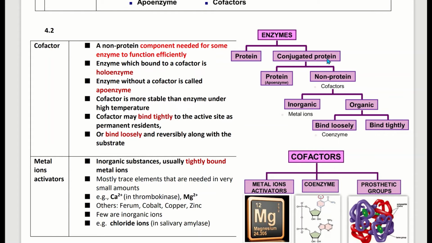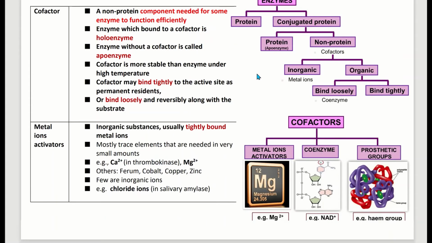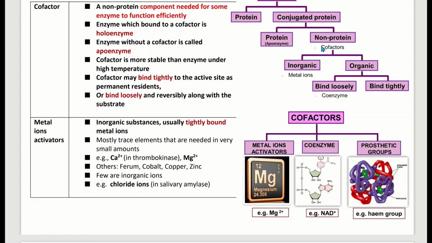Okay, so conjugated protein meaning enzyme that work together with non-protein. They work together with cofactors. Ini kita panggil sebagai holoenzyme, enzyme which bound to a cofactor. Okay, so cofactor ni yang non-protein ni, dia boleh bind tightly to the active site ataupun boleh bind loosely and reversibly. Okay, bind loosely and reversibly ni dia tak melekat kat situ selama-lamanya lah. Dia pun boleh release daripada active site tu juga, macam substrate.